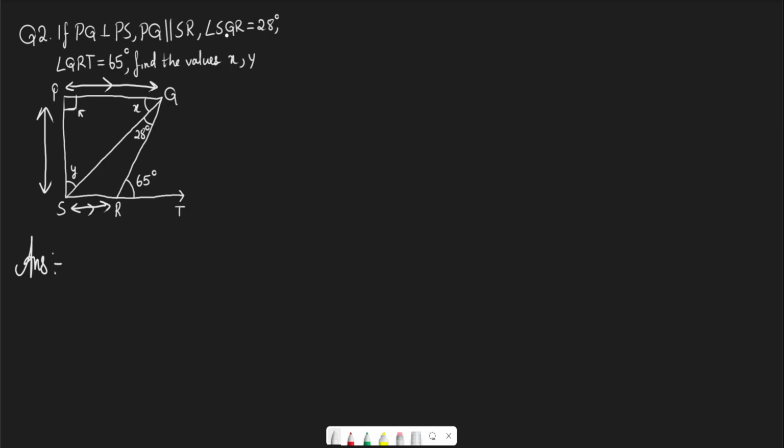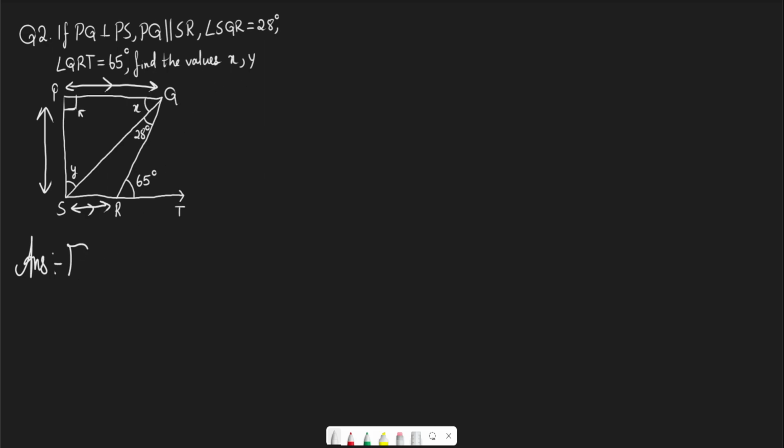And then angle SQR. Where is angle SQR? SQR is equal to 28 degrees. That's given in the figure. And angle QRT is equal to 65 degrees. And here QRT is 65 degrees. It's given here in the figure, by the way. And find the values x, y.